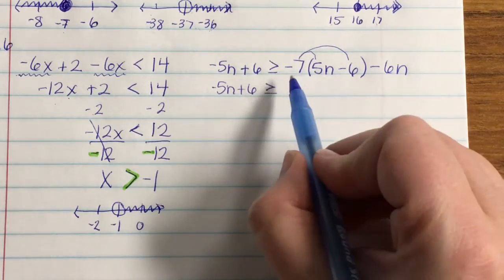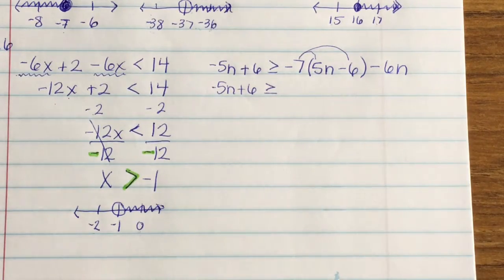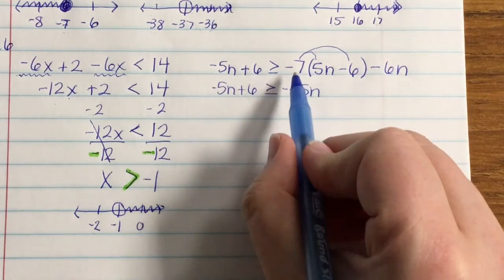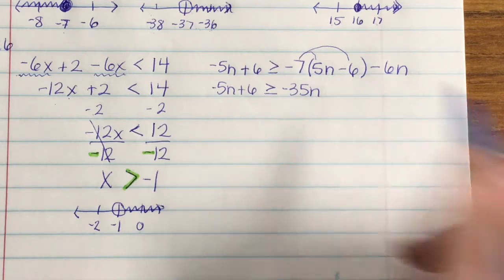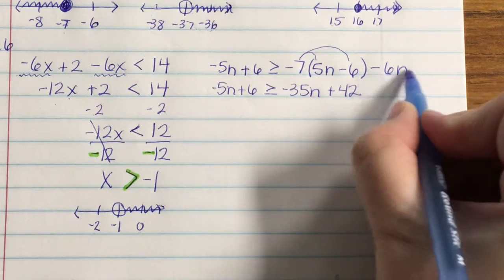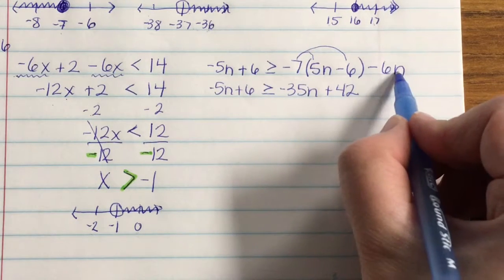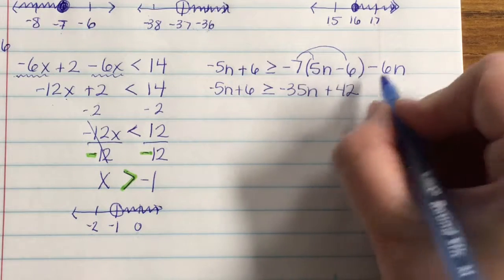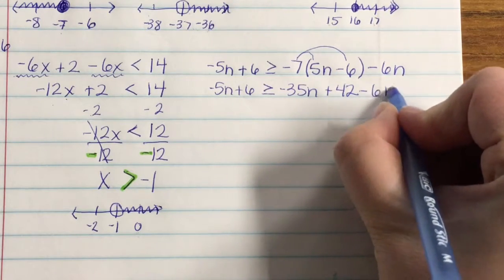Okay. Now what is negative 7 times 5n? Negative 35n. And then what is negative 7 times negative 6? Positive 42. And then do we have to times the negative 7 by this 6n? No, why not? Because it wasn't in the parentheses. So good. Minus 6n. Good.